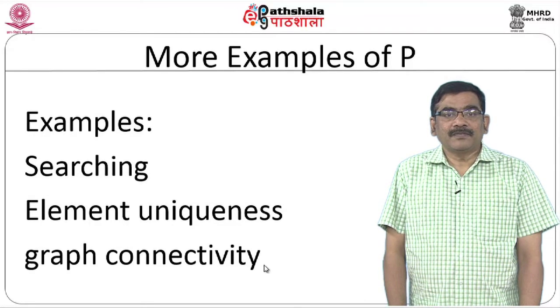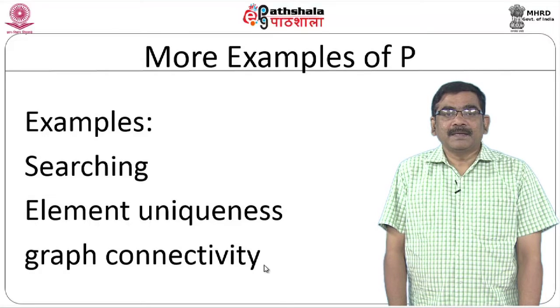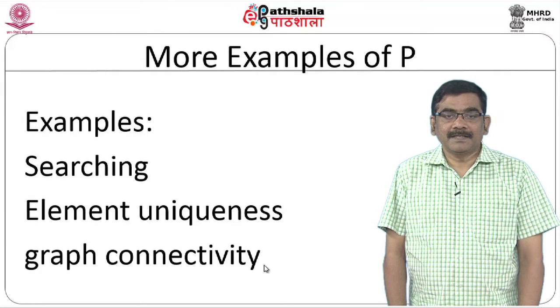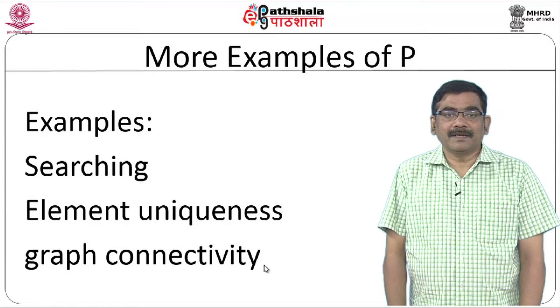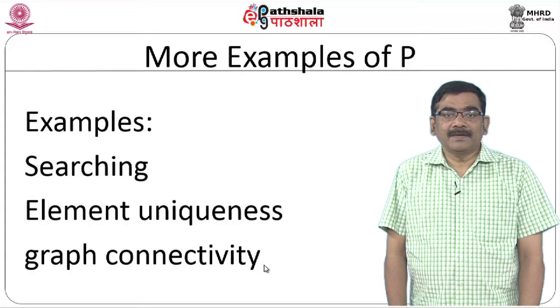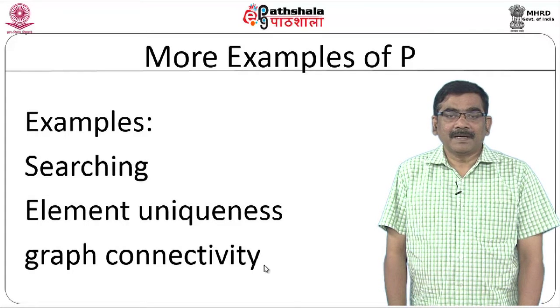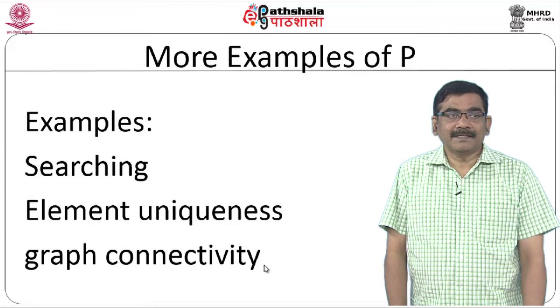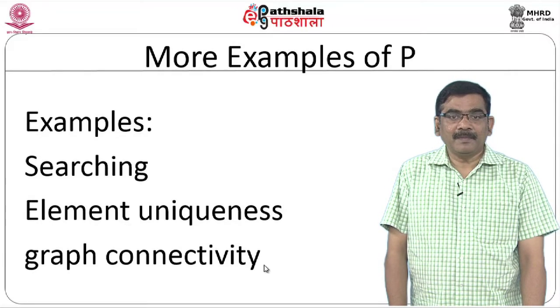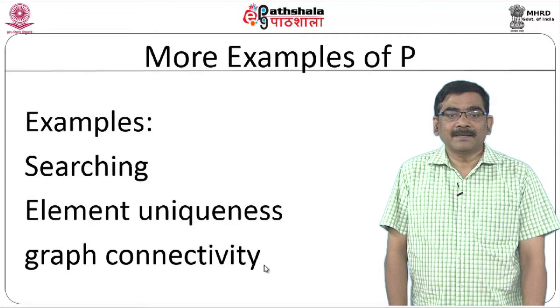What are examples of class P problems? Examples are searching. For example, linear search is a polynomial algorithm. Binary search is a polynomial algorithm. For finding element uniqueness, we have seen some algorithms which are considered polynomial. Given a graph, whether two vertices i and j are connected or not is a polynomial problem. In other words, there are many problems that come under this category.